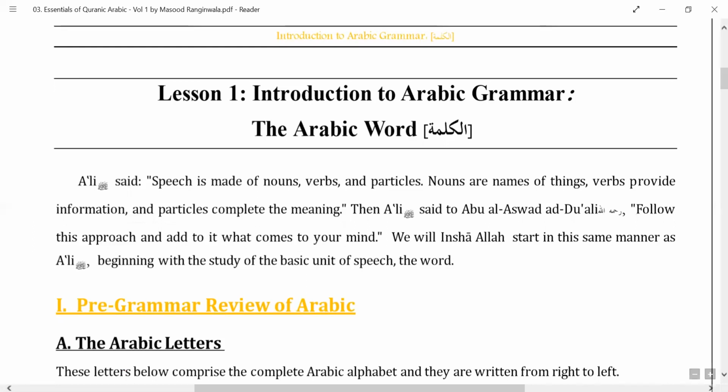Ali radiallahu anh said that speech is made of nouns, verbs, and particles. Nouns are names of things, verbs provide information, and particles complete the meaning. This is, in summary, what you need to know to understand speech.